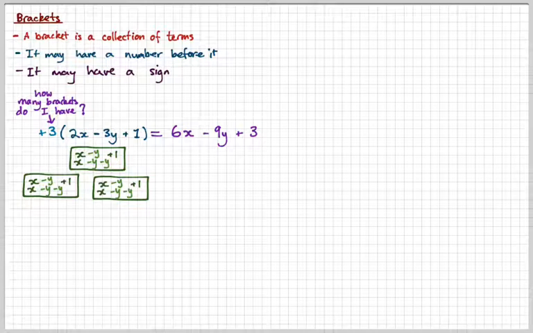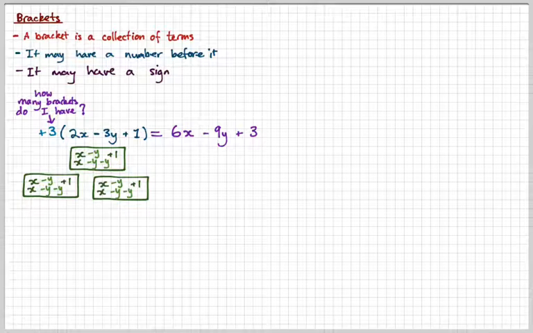I've got a bracket, which is a collection of terms. The number before the bracket says how many brackets I have. I've drawn them out below, and then on the right-hand side of the equal sign, I've counted up the number of x's, the number of minus y's, and the number of plus 1's I've got.